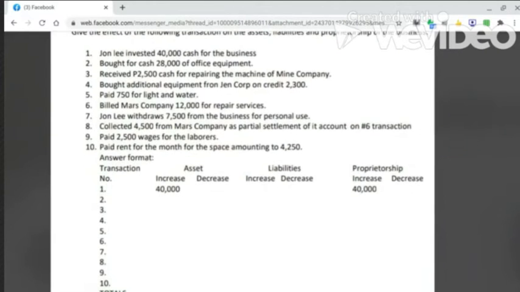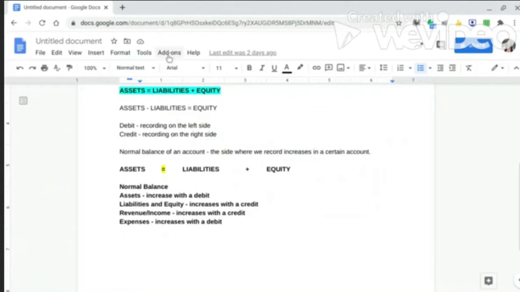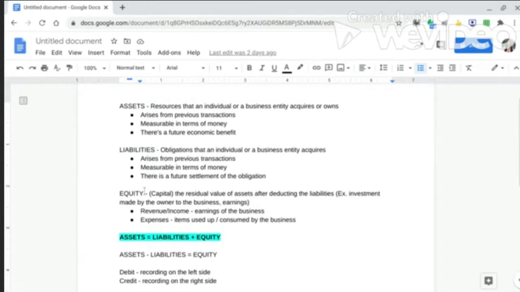So, in this first transaction, merong investment na ginawa yung owner ng business. Which means, going back to the definition, 'di ba? If there is investment, so there is equity transaction. Any investment-related transactions made by the owner to the business, we will record that as equity. Or, dito sa activity na to, the term used was proprietorship.